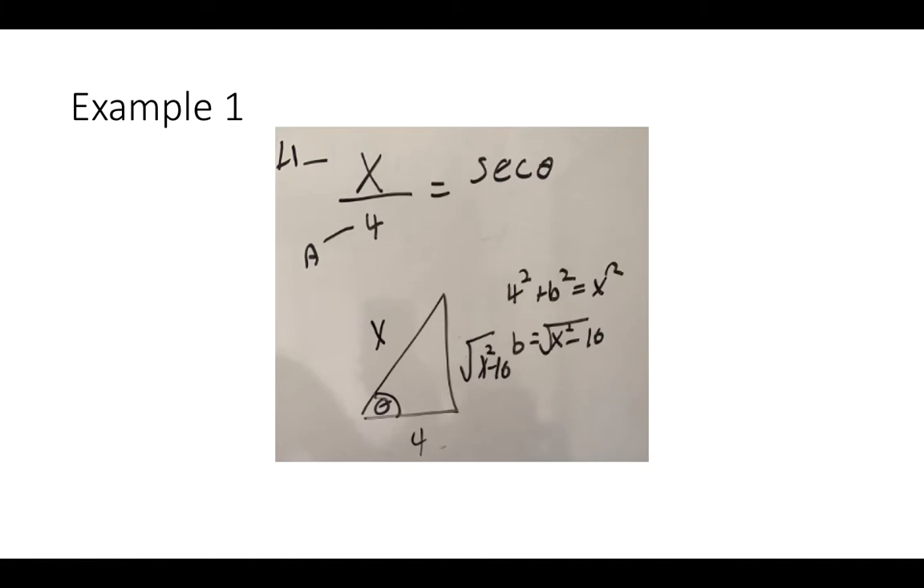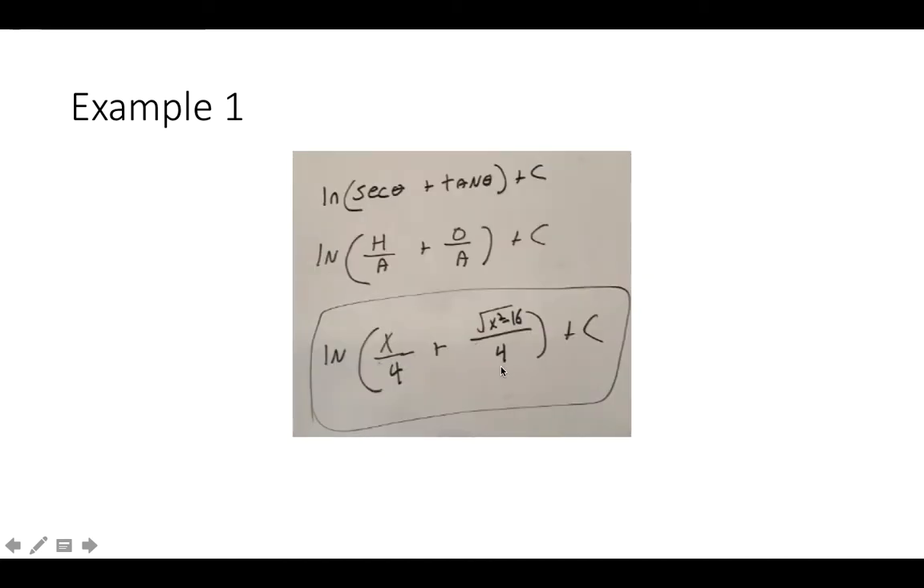We rearrange that and make x divided by 4 equal to secant theta, and we draw a triangle. For secant, we know it's the opposite of cosine, so x is going to be the hypotenuse, and a is going to be the adjacent side, so just 4. So we put our values in the triangle: x is our hypotenuse, and a is our 4. We use the Pythagorean theorem to solve for the opposite side, and we get that the opposite side is equal to the square root of x squared minus 16. Now what are we going to do? We're going to plug our values in. We have ln of secant theta plus tan theta plus c as our answer.